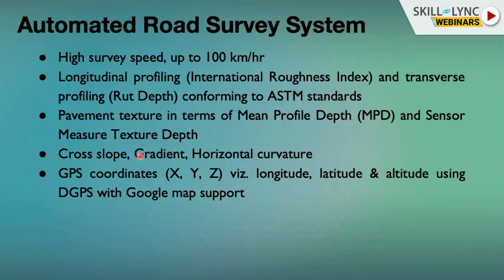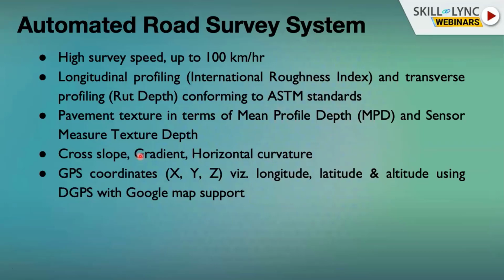Actually, the automated road survey system has many names. Few people call it a network survey vehicle. Few people call it a traffic speed survey system. And in a few countries, in India, we call it the automated road survey system. The advantage of this system is that we can do the survey at up to 100 kilometers per hour.